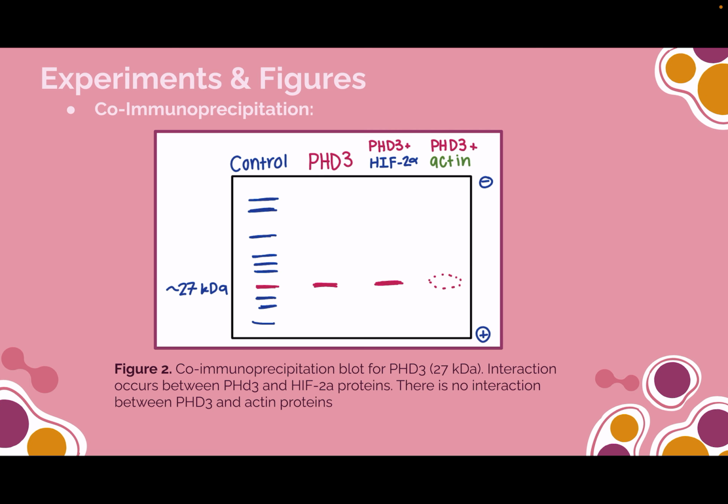Here's our co-immunoprecipitation blot. You can see the control column with the different bands, and then we have PHD3 by itself with a band at around 27 kilodaltons. In the next column, we have PHD3 interacting with HIF-2-alpha. In the fourth column, we have PHD3 with no interaction to actin, and that's indicated by the dotted circle.